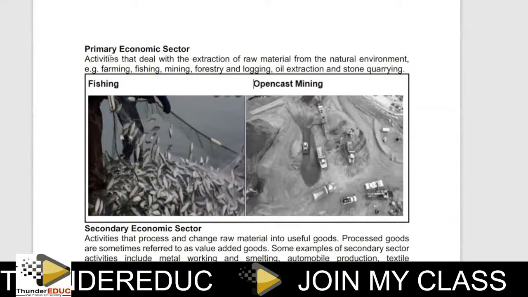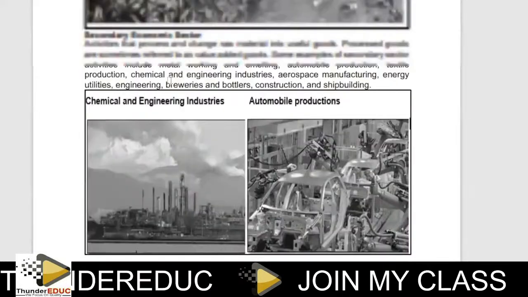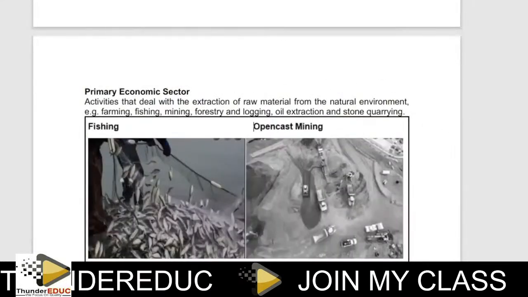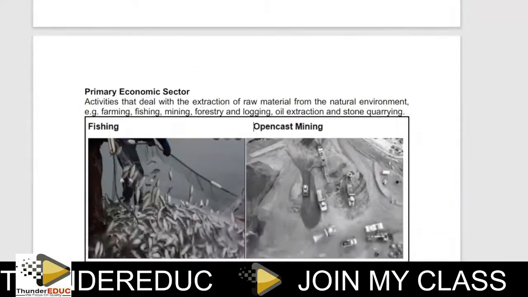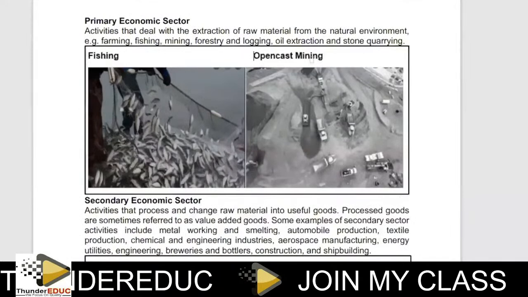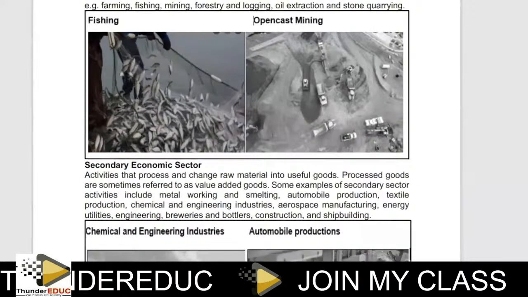Such activities include farming, fishing, mining, forestry, tree logging, extraction of oil, stone quarrying, all those activities are primary activities. So when you look at the primary activities, you just remember that wherever there is primary, it's the starting stage, extraction of raw material from nature. So you must be in a position to remember these activities that we have here. That is primary.